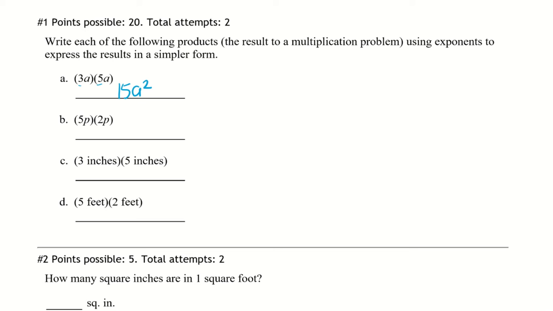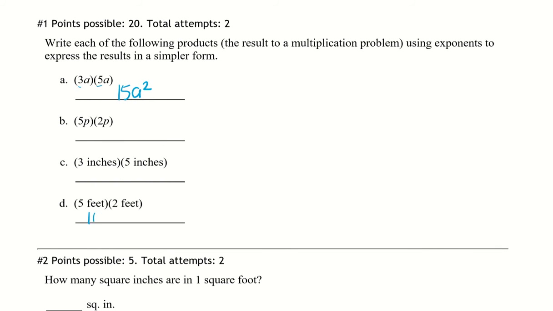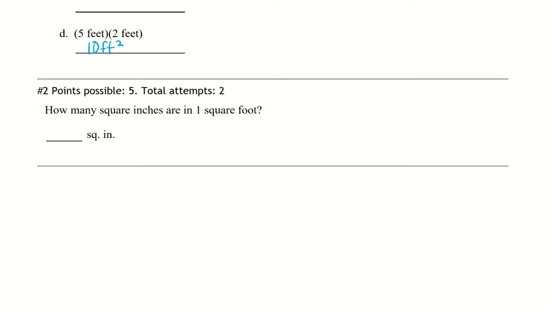Same thing would apply to units. 5 and 2 is 10. Feet times feet, we're going to say feet squared, or square feet.